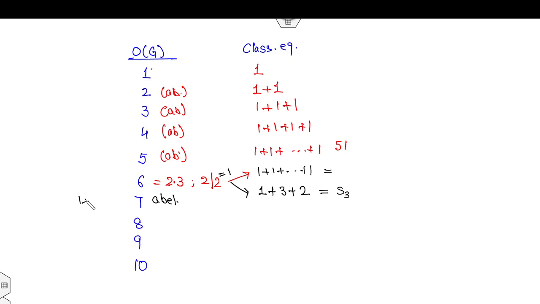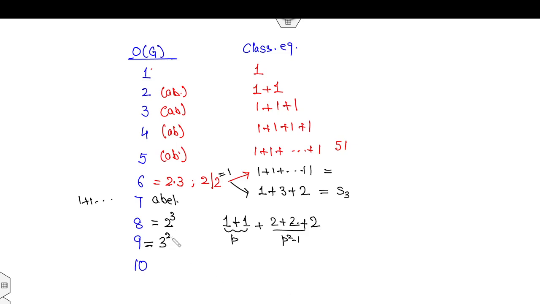The class equation will be 1 plus 1 plus 1. 8 I can write as 2 into cube. So the class equation will be 1 plus 1, how many times? P times. And how many times do you have to write 2? P square minus 1 times. So that means 2 plus 2 plus 2.